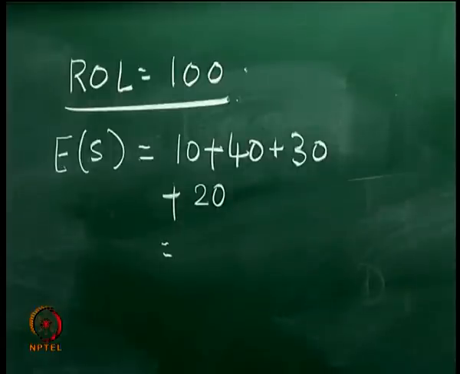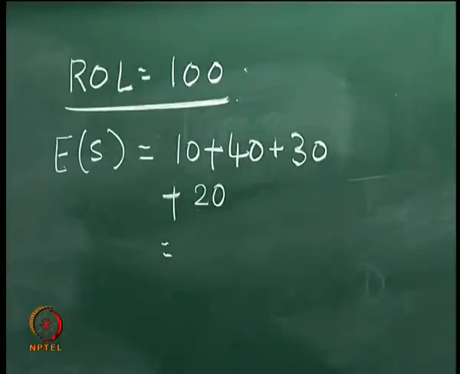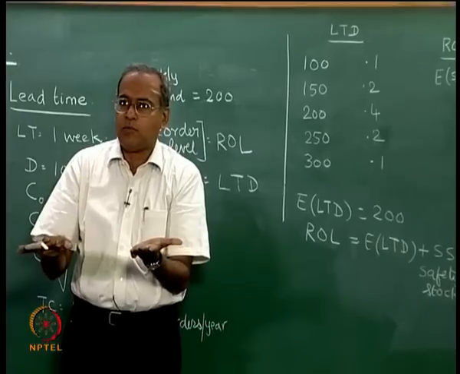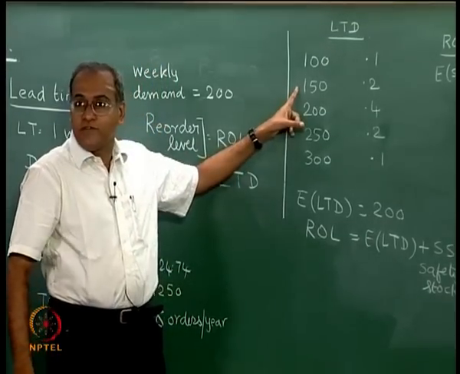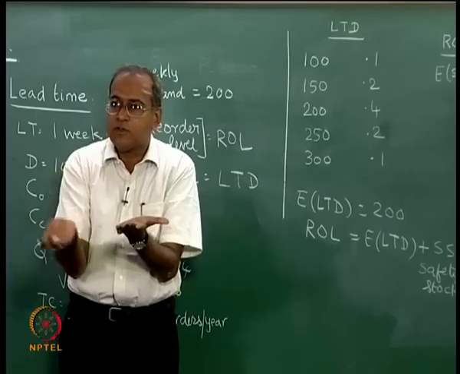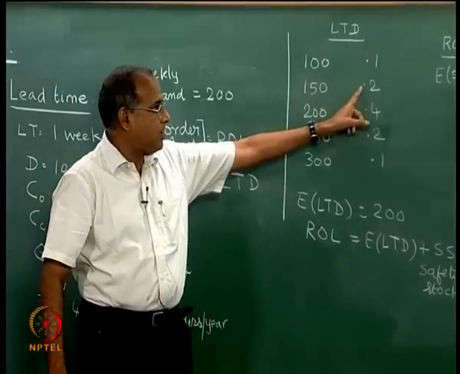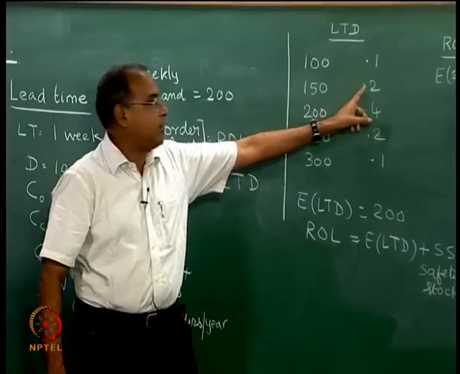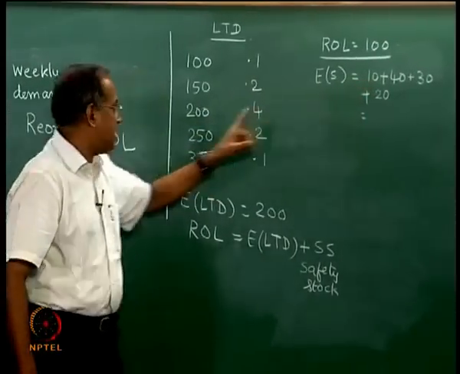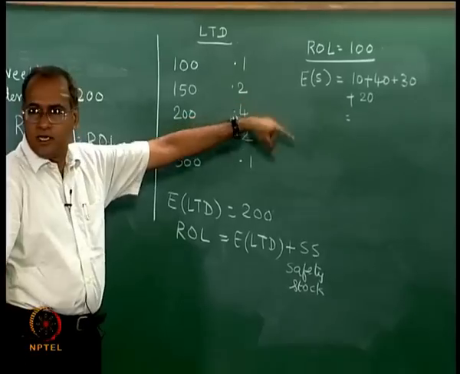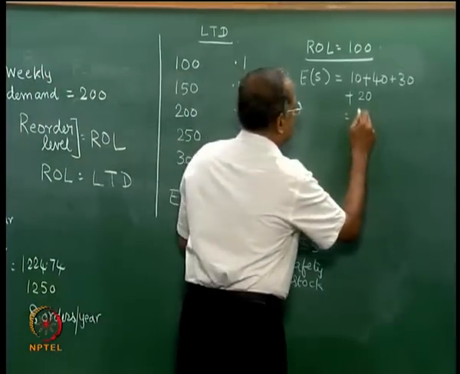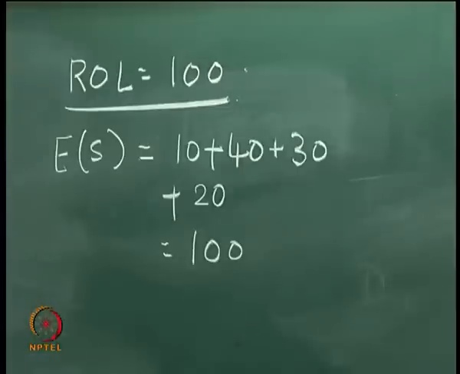Let me explain the computation again. If the reorder level is 100, which means our stock is 100, if the demand is 100, then we are able to meet all the demand, no problems. But when the demand is 150, we will meet only 100 out of the 150. So, shortage will be 50, which happens with the probability of 0.2. So, 50 into 0.2 is 10. Similarly, 100 into 0.4 is 40, and so on. So, expected shortage is 100. There is no expected inventory out of this.